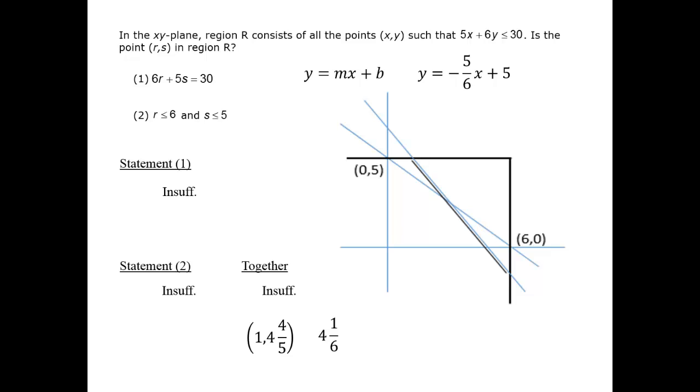the possible R, S value that we are looking at is on the line described in statement 1, it's inside the boundary described by statement 2, and it's outside, above, the region R. That's proof that there is a point that's outside the region as well. We still have an answer that's yes and no, so together the statements are insufficient. The correct answer is E.